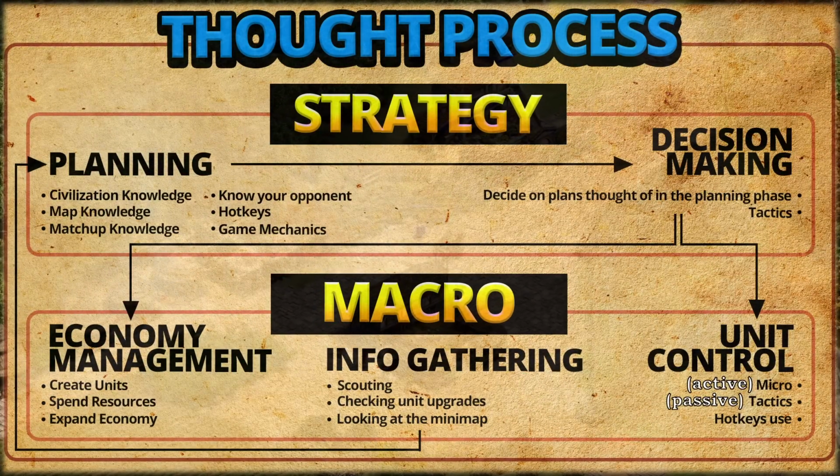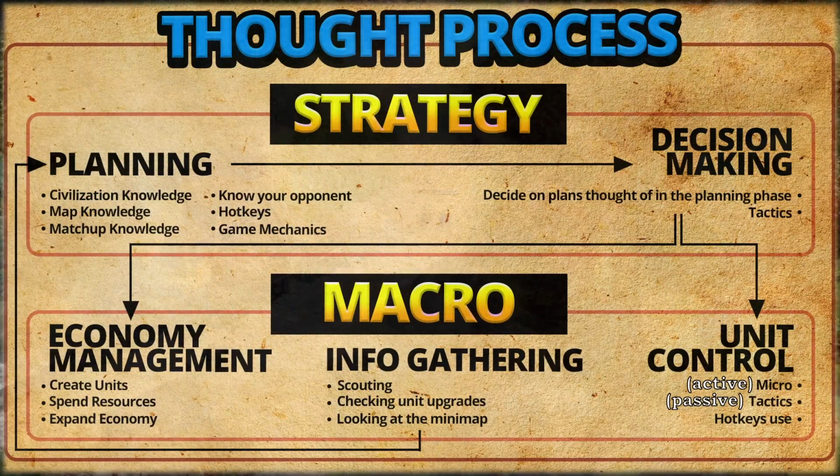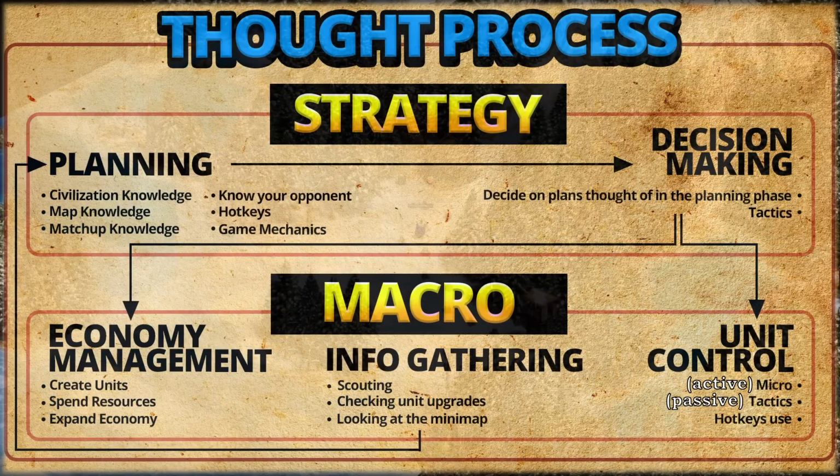Unit control includes active and passive. Active unit control is called micro. This is where you're controlling your units to make them fight better. Passive unit control is where you get your units to do something, and then while they're doing something, you go do something else.